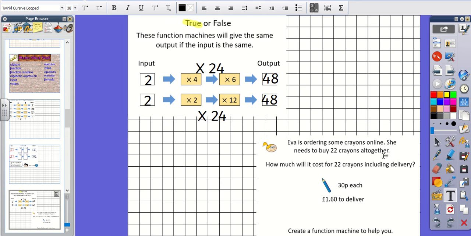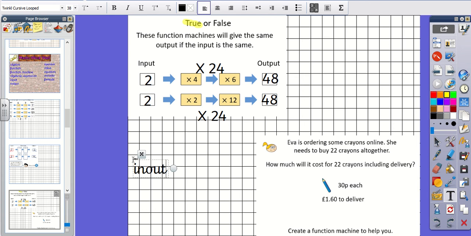Okay then, let's have a look at this question before you get on to some work today. Eva is ordering some crayons online. She needs to buy 22 crayons altogether. How much will it cost for 22 crayons including delivery? Each crayon is 30p each and it costs £1.60 to deliver. Create a function machine to help you.